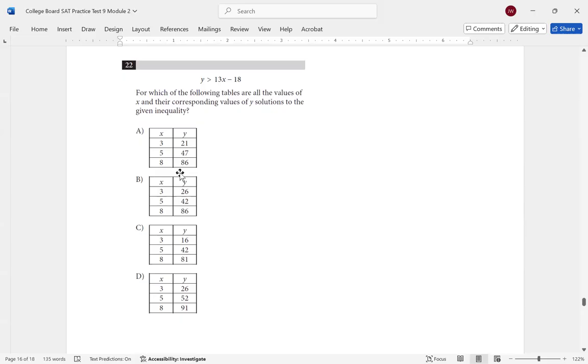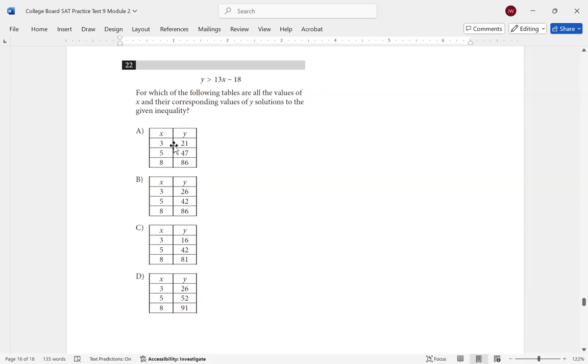Question 22. For which of the following tables are the values of x and their corresponding values of y solutions to the given inequality? So in other tests, I've plugged in numbers and checked numbers. That's what I'm going to do here, but I'm going to do it in maybe a little bit more clever way, hopefully.